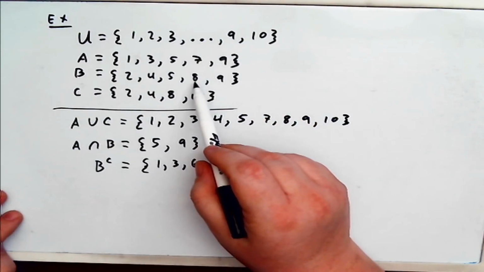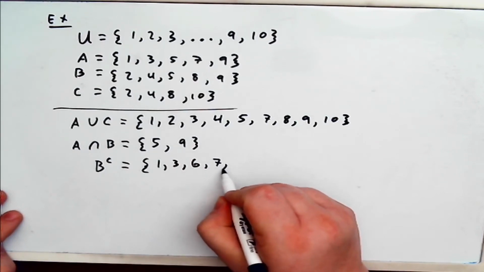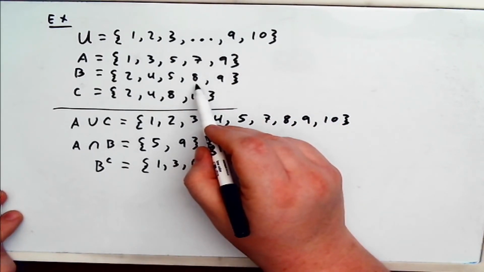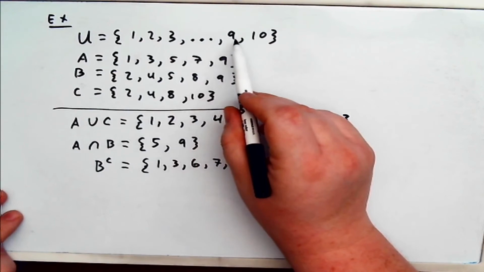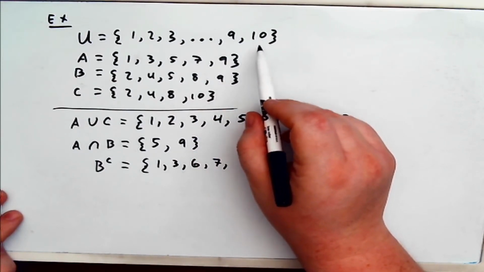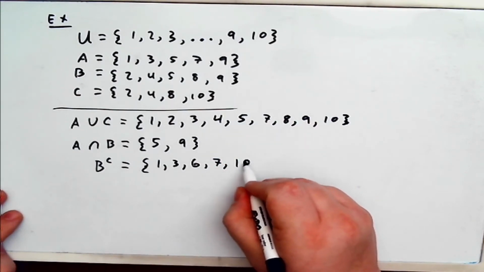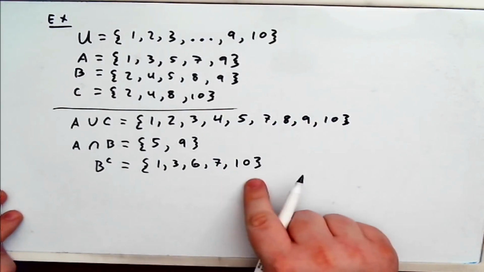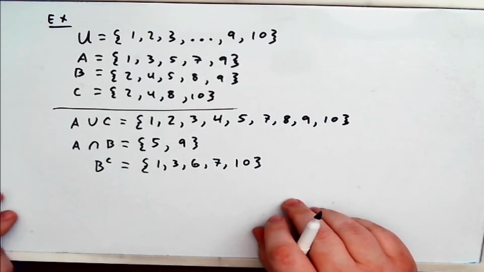7, not in B, so I'm going to write that down. 8, well, that's in B, so I skip it. 9, well, that's in B, so I skip that. And then finally 10, that one's not in B, so I'm going to write that down. Okay, so this is the complement of the set B.